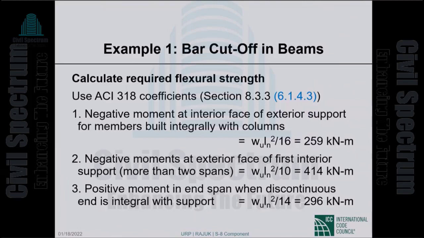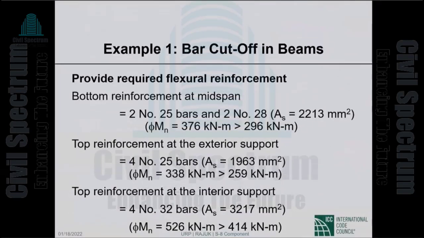Negative moment at exterior face of first interior support, W l n square by 10, that comes to 414 kilonewton meters. And positive moment in the end span, 1/14 of W l n square, and that comes to 296 kilonewton meters. So 259 at one end, 414 at the other end. These are negative moments, and the positive moment in the span is 296.